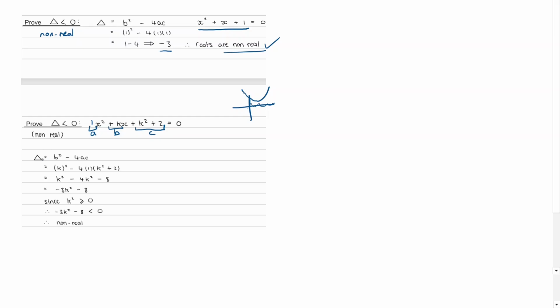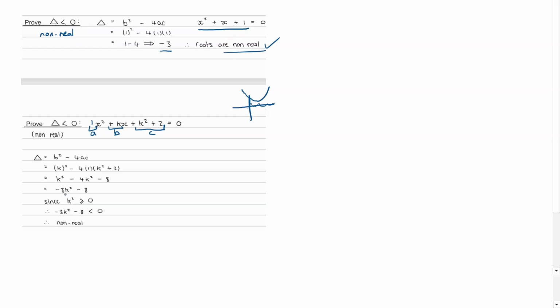And so we start not by saying that the discriminant is less than 0. We're trying to prove it, so we literally just lay it out. The discriminant equals b squared minus 4ac. B was k, so k squared minus 4 times 1 times c, which was k squared plus 2. That leaves us with k squared minus 4k squared minus 8, which will leave us with minus 3k squared minus 8. How does that help us prove they're non-real?